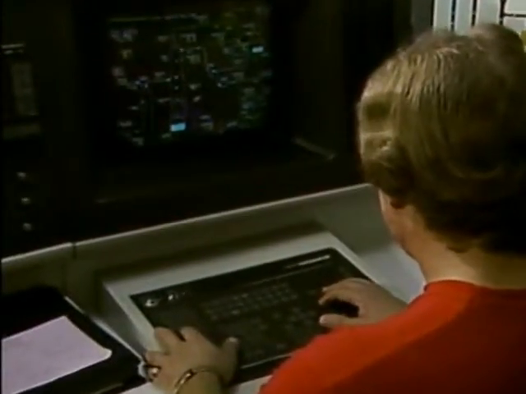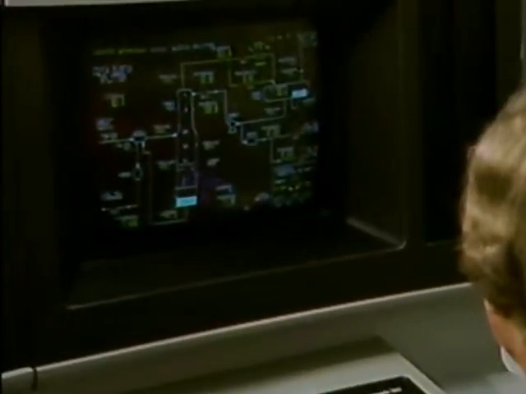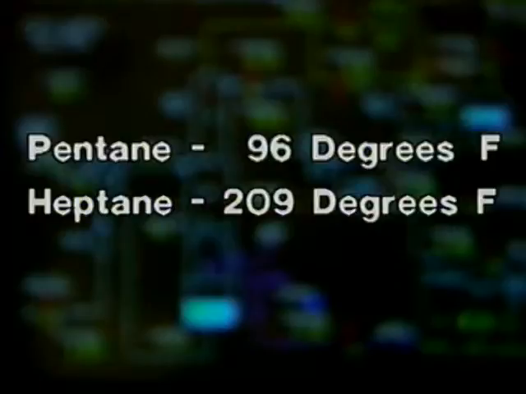One additional term that's important to a discussion of the distillation process is relative volatility. Relative volatility is the relationship between components in a liquid mixture as determined by their boiling points. Let's look at two examples. Pentane boils at approximately 96 degrees Fahrenheit at atmospheric pressure. Suppose pentane is one of the components in a liquid mixture to be distilled. The other component is heptane, which boils at approximately 209 degrees Fahrenheit at atmospheric pressure.